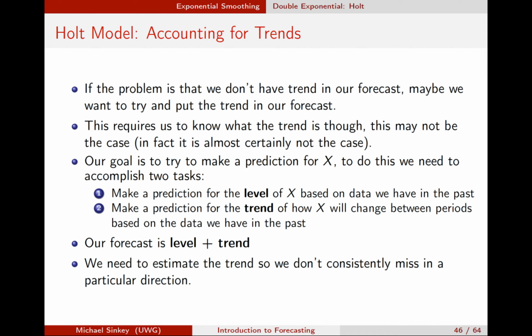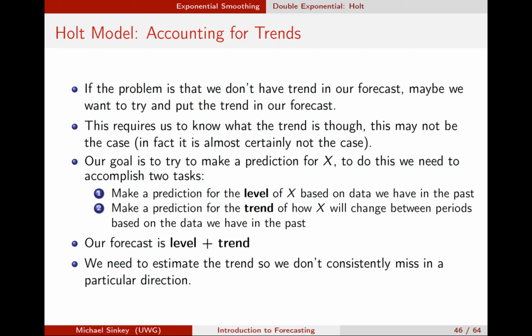And this would require us to know what the trend is, though. May not be the case. So in the previous example, we knew that the data were going up by 1 every time, but the data may not be going up by the same amount every time, or the amount that the data go up or down may change over time. So there may be some change in the pattern. So our goal here is to try to make a prediction for the data series. We need to accomplish 2 tasks. The first thing is to make a prediction for the level of the time series. So where do we think the time series is now? And then we need to make a prediction for where we think it's going.